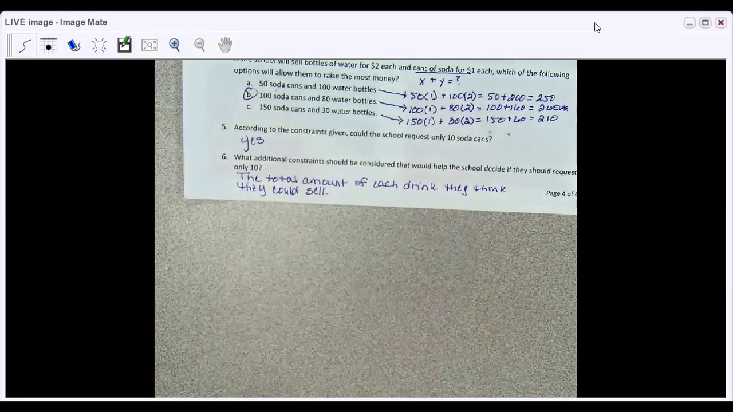So that's how that problem works. So that is the end of lesson 5.6.